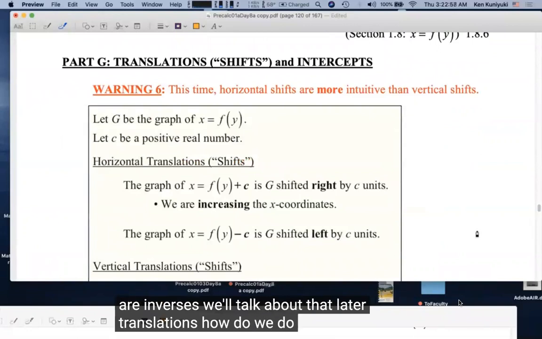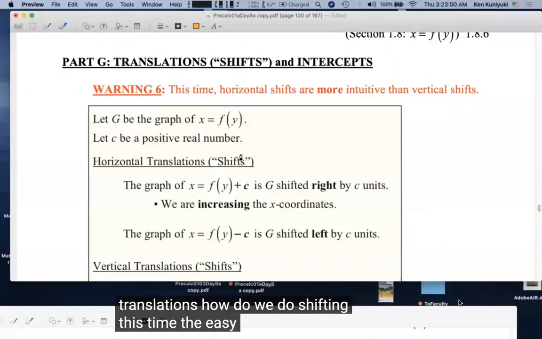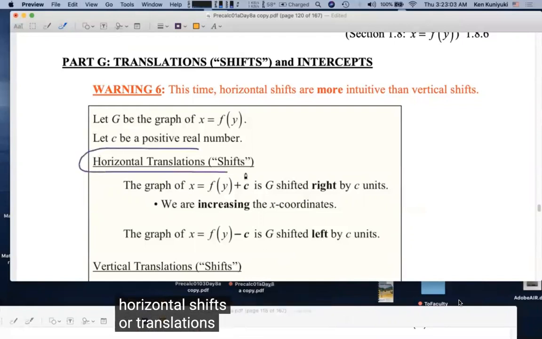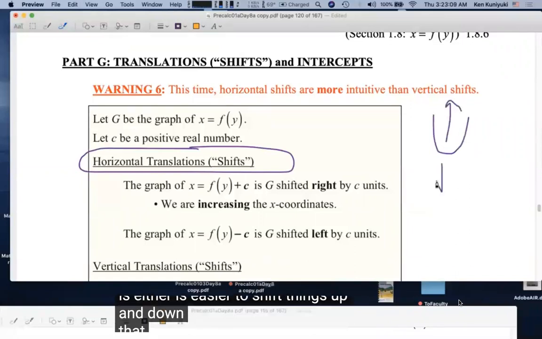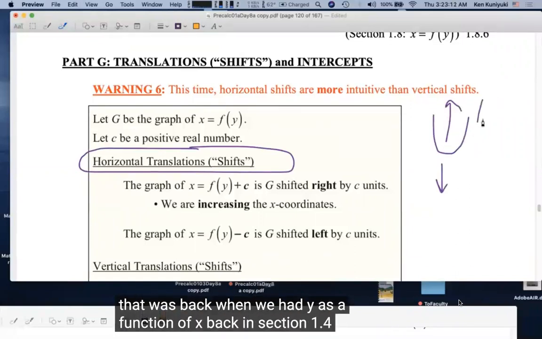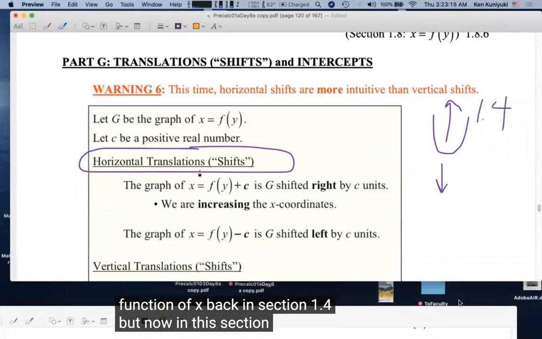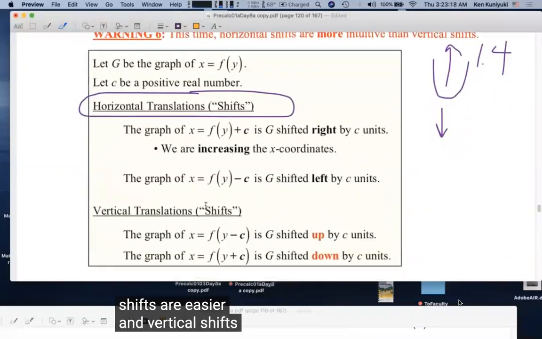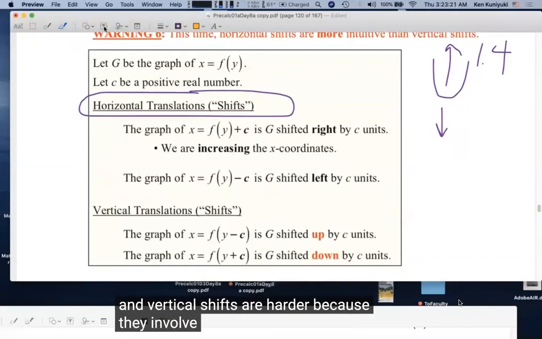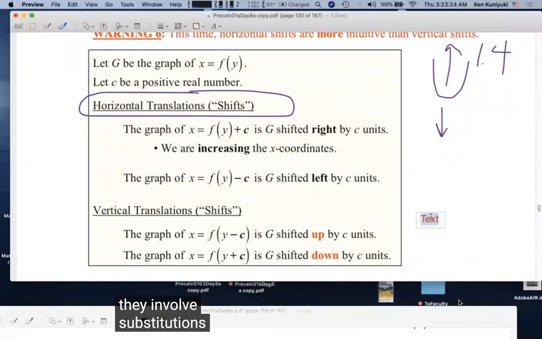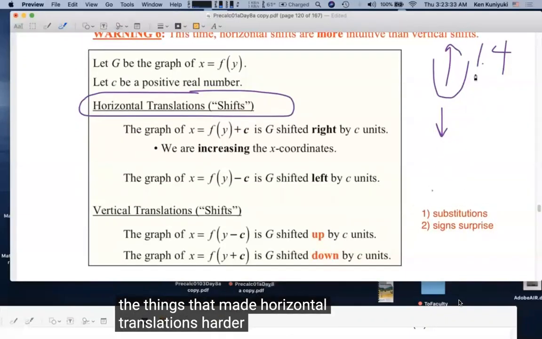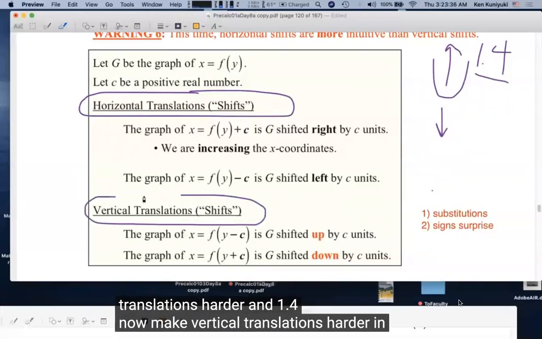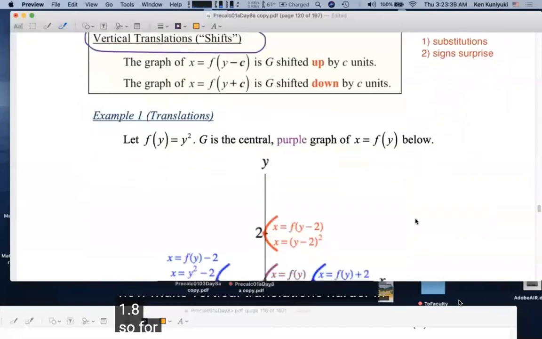Translations. How do we do shifting? This time, the easy shifts are the horizontal shifts or translations. When we had y as a function of x, it was easier to shift things up and down. That was back in section 1.4. But now, in this section, horizontal shifts are easier, and vertical shifts are harder because they involve substitutions and the signs surprise. The things that made horizontal translations harder in 1.4 now make vertical translations harder in 1.8.